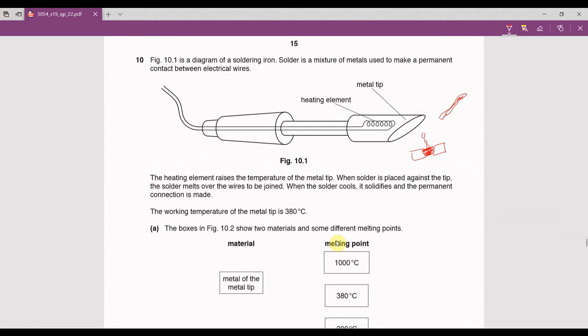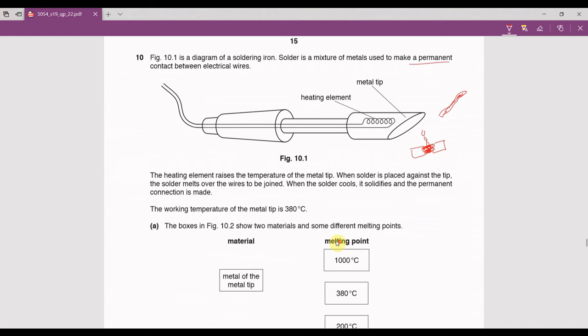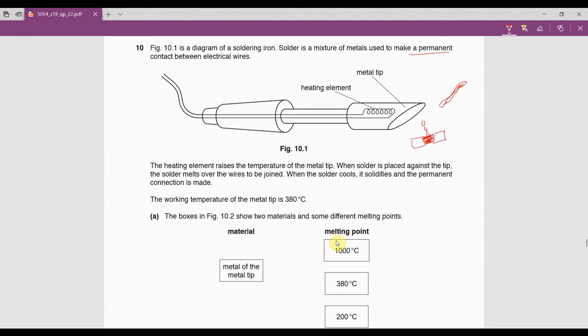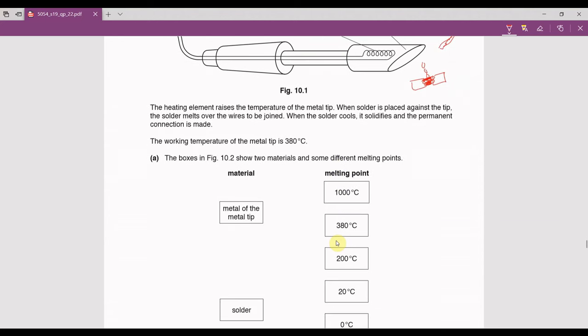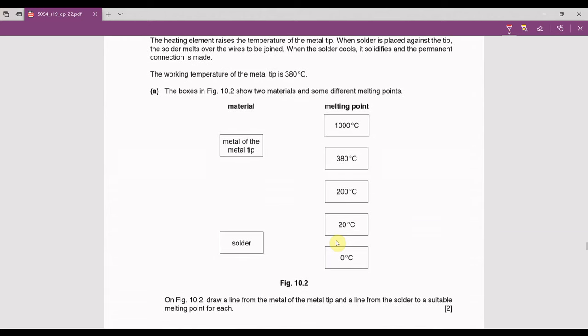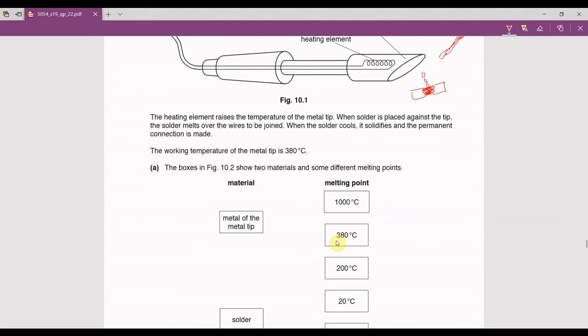So solder is a mixture of metal used to make a permanent contact between electrical wires. The heating element raises the temperature of the metal tip. The solder is placed against the tip, the solder melts over the wire to be joined, the solder cools, it solidifies, and a permanent connection is made. Just what I've explained here. The working temperature of the metal tip is 380 degrees. So the metal tip, when it's working properly, works at this temperature.